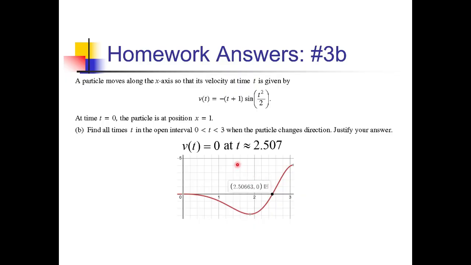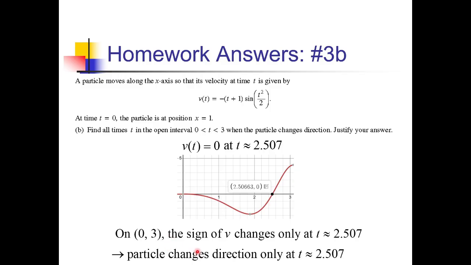So I'm going to write that down. T equals 2.507, and that's the only place between 0 and 3 where we're even changing sign here. So on 0 to 3, the sign of v changes only at time 2.507. Therefore, the particle changes direction only at that time.